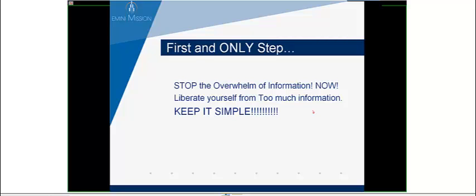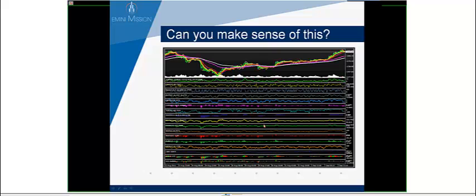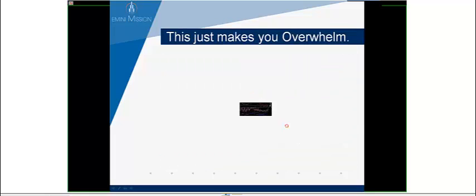It took me a lot of years with a bunch of indicators. How many of you have gone through this process of having a lot of indicators at the same time? Everything's, I mean, come on. Can you make sense of this? And how about this one?